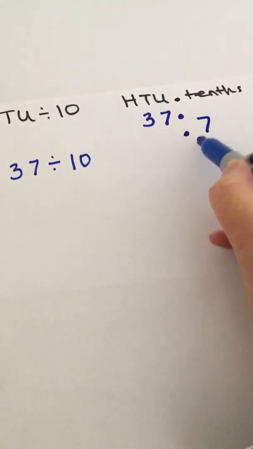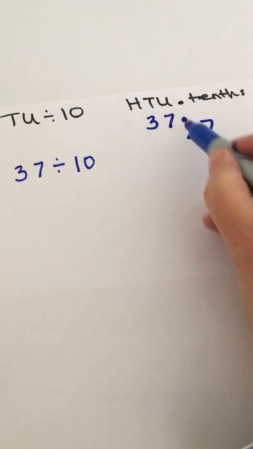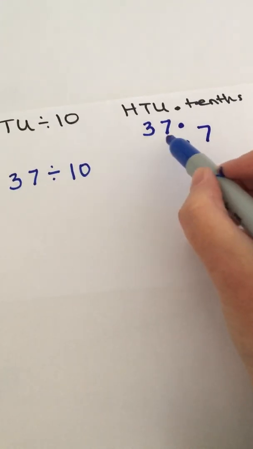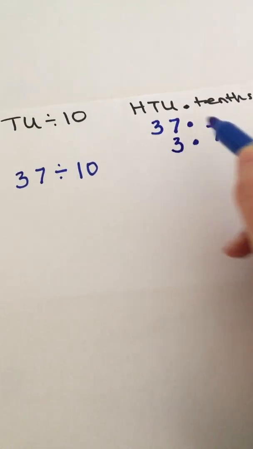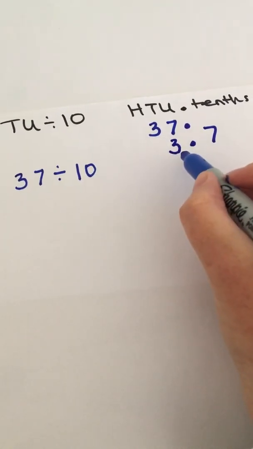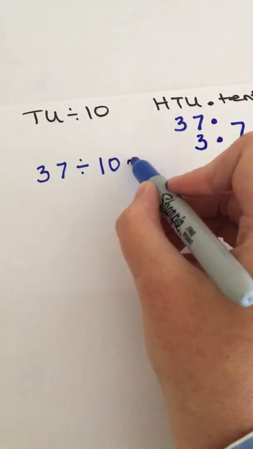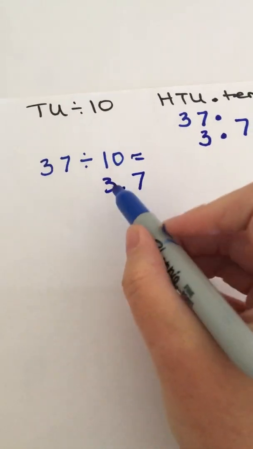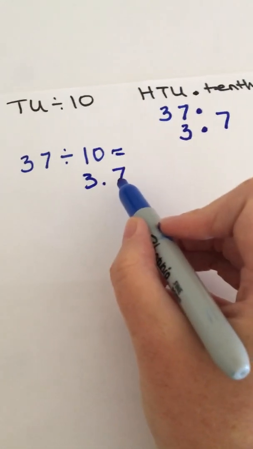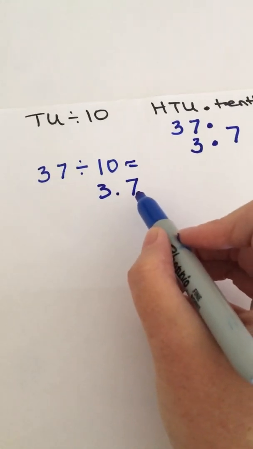So the 7 units become 7 tenths. Okay, we move that decimal down. It's in this column of its own there. And the 3 tens, one place to the right, becomes 3 units. So 37 divided by 10 is 3.7. 3 units or 3 ones and 7 tenths, 3.7.